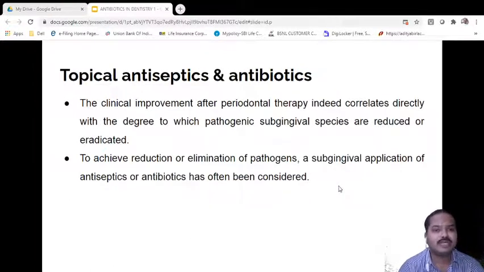Now coming to the topical antiseptics and antibiotics. Whatever effect we assume or predict from systemic intake of antibiotics, if we can get it from topical application, or the effect which we need by applying on the skin or the mucosa, we can surely get much more effect if the pathogens are more on the surface than in the system. So in periodontal diseases, the subgingival species of bacteria are reduced or eradicated with the topical application of these antibiotics.